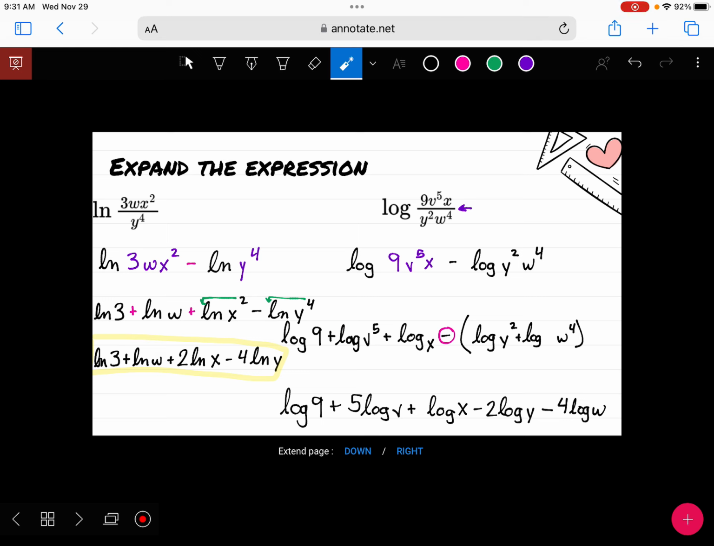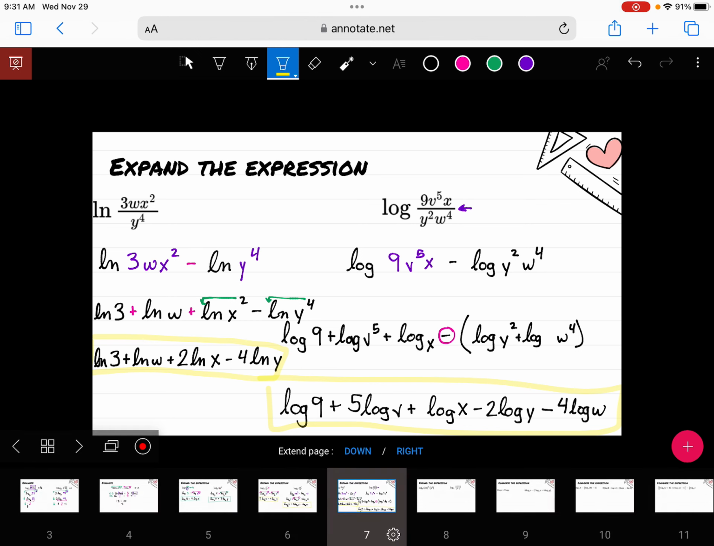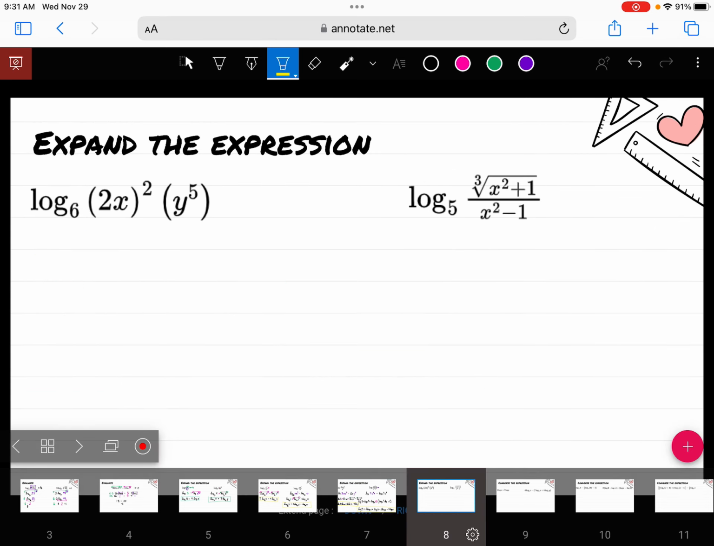Okay, so that one's our longest one so far. Ominous dun dun dun. To be fair, we only have one more slide of expanding. How much worse can it get? Let's find out.